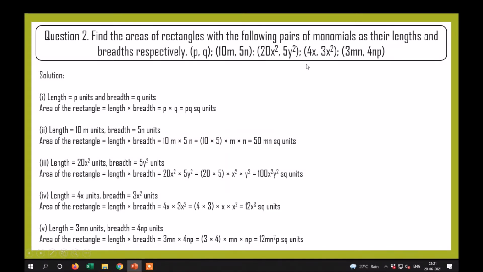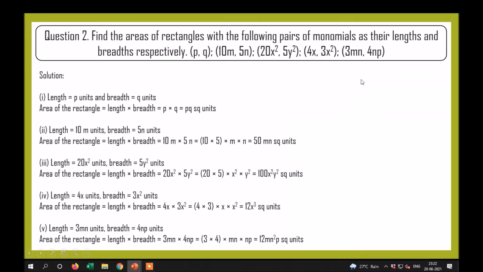Fourth question is 4x and 3x square. So length is 4x units and breadth is 3x square units. So area of rectangle equals length into breadth, that is 4x into 3x square, that is 4 into 3 into x square. So 4 into 3 is 12, x into x square is x cube. So it is 12x cube square units.